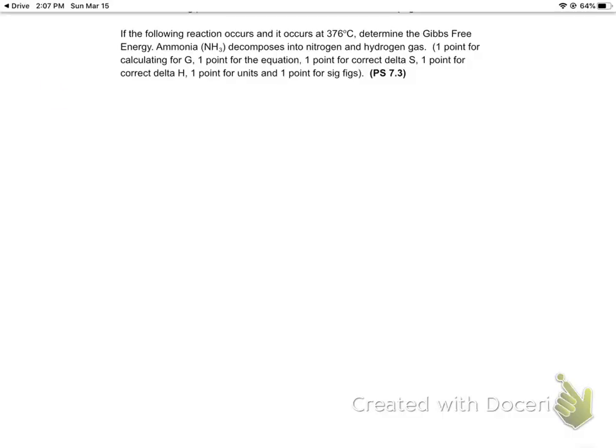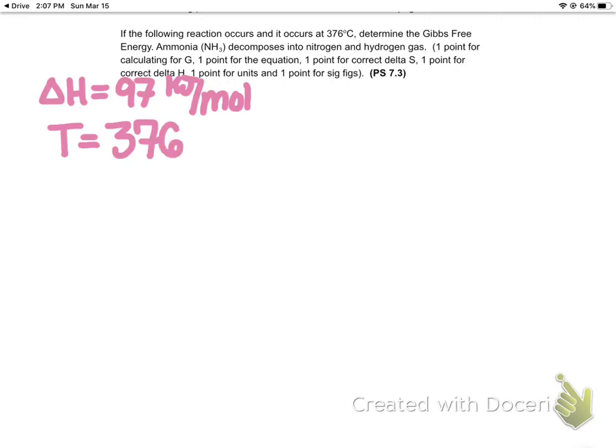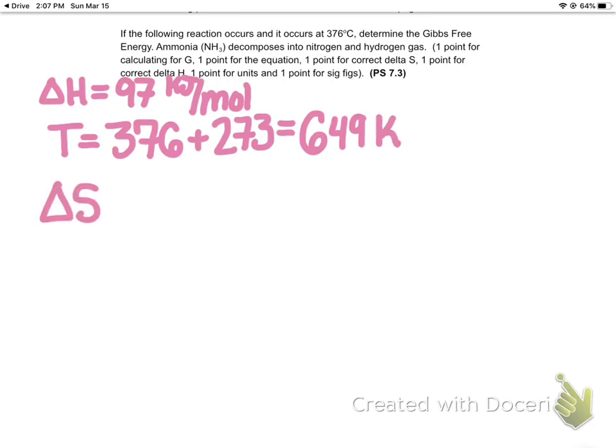All right. So then I go back and I plug in that I know my delta H. Then I can move on in my Gibbs free energy equation and I can look at my T. I am given T, temperature, in Celsius. That doesn't work. We need it in Kelvin. So I'm going to have to add 237 and I get 649 kelvins. Okay. Now the last step before I can solve is to find my delta S.